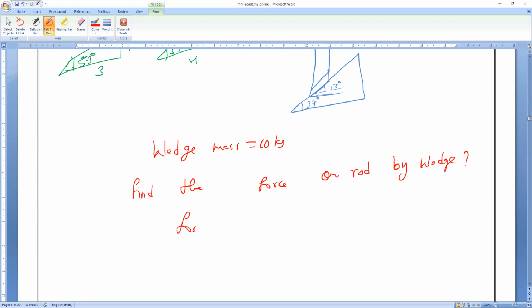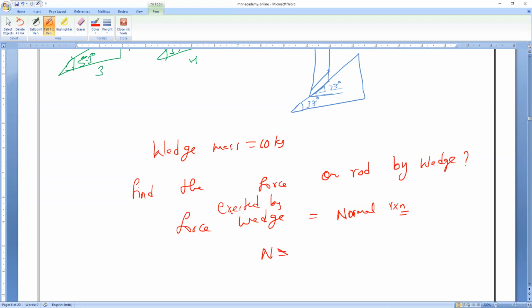The force exerted by the wedge is equal to the normal reaction. Am I right or wrong? All of you? Yes, sir. That's all. So what is the normal reaction of the wedge? What is the formula?